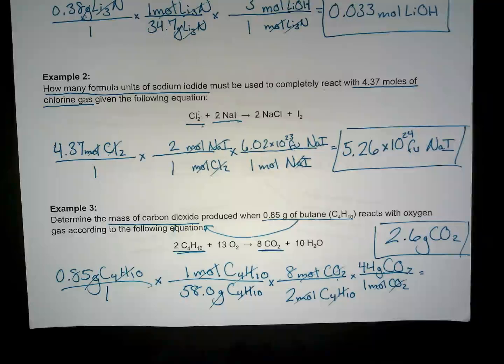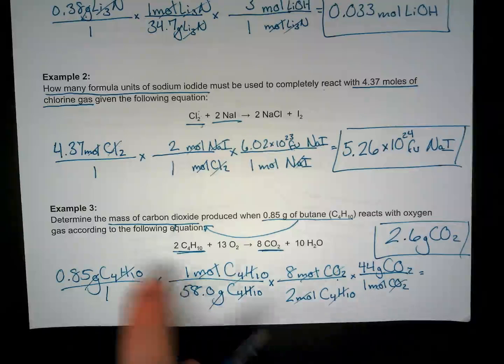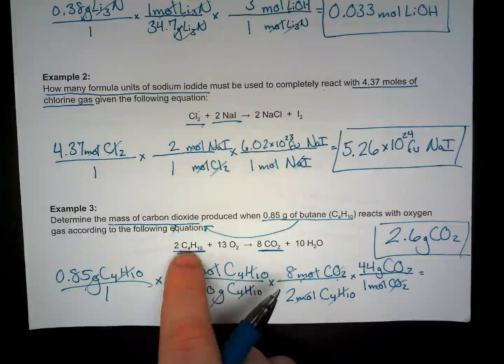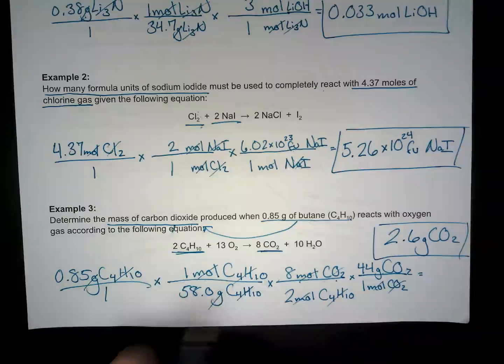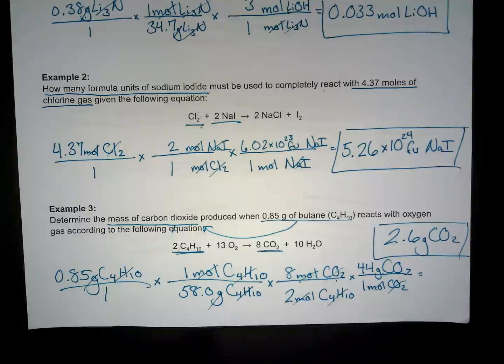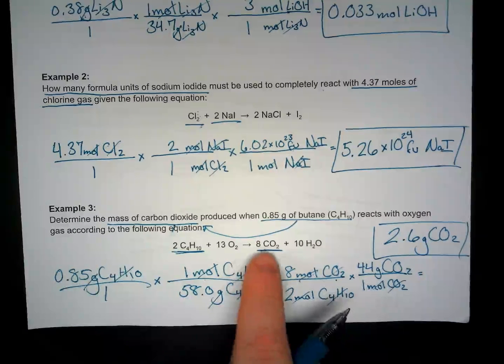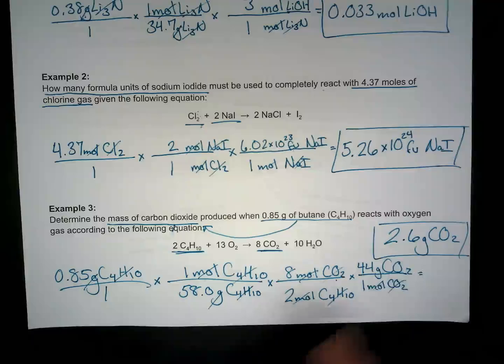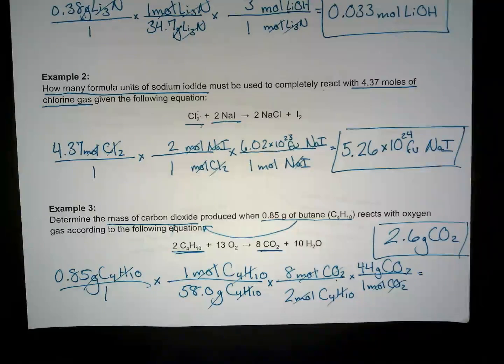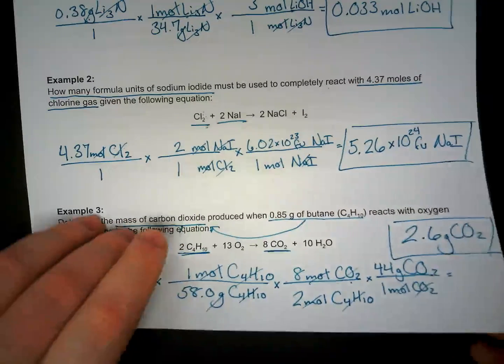Okay, roughly speaking. So what did we just say? Well, we said here that if we input 0.85 grams of this stuff into our problem here, we should have a product, a mass of the product of our CO2. It should be 2.6 grams worth of CO2 produced. Okay, so that's what we just said there.